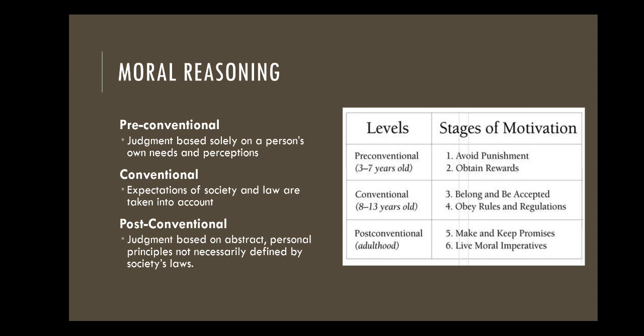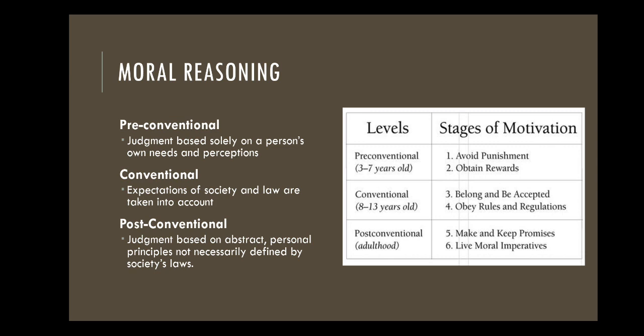Pre-conventional, this applies to individuals 3 to 7 years old, and then conventional applies to people at 8 to 13 years old, and post-conventional applies to adults. Okay, see the stages of motivation or the way people make moral judgments or decisions.